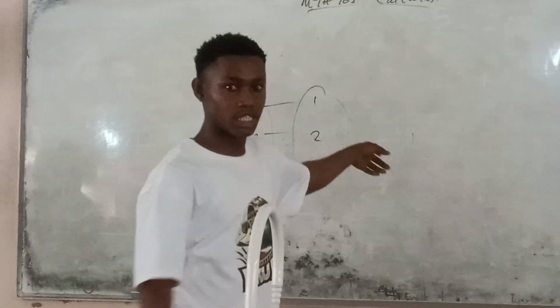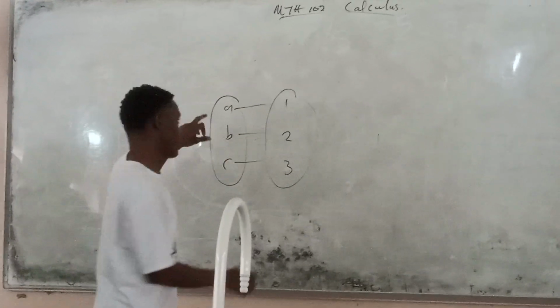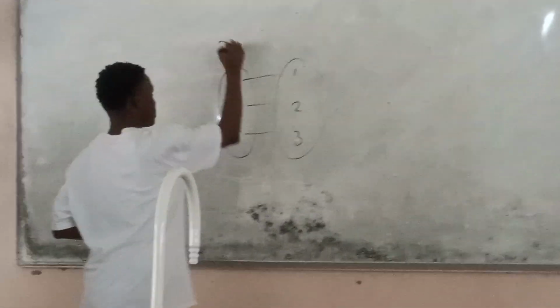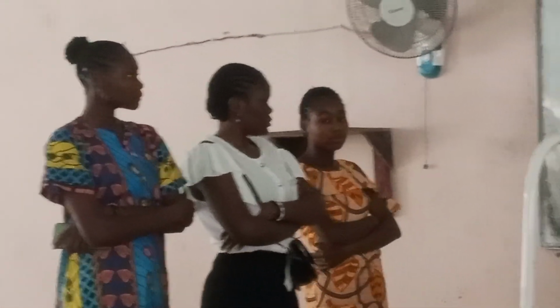This is an injective mapping. For it to be an injective mapping, it must be one-to-one corresponding, and this is the domain and the range. This is a one-to-one corresponding, and it's a relation.